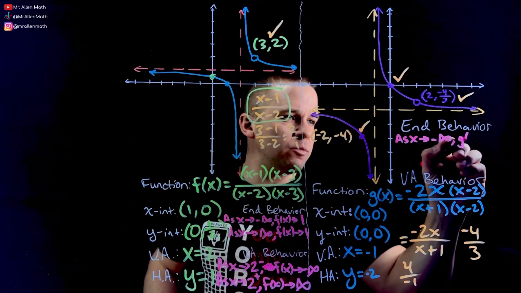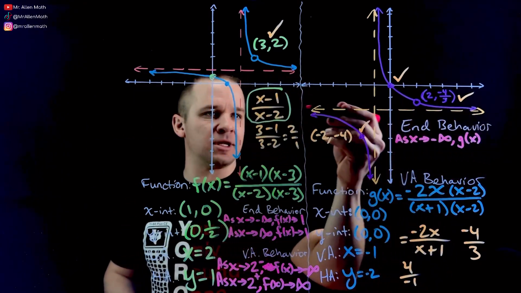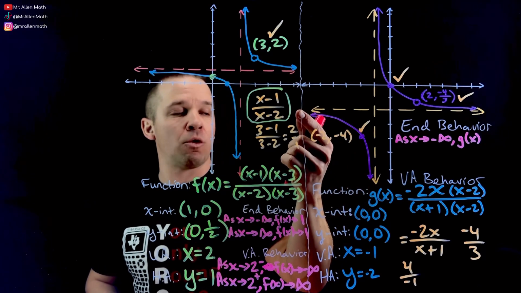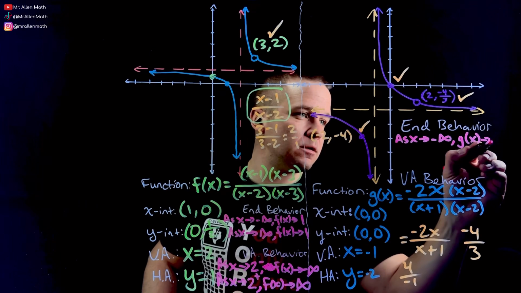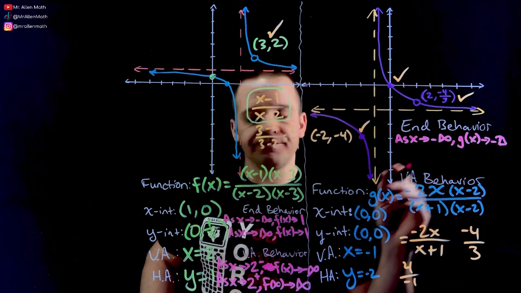Let's see here. g of x. What's g of x going to approach? Well, as I go to the left, my purple graph is coming up to that horizontal asymptote, which is negative 2. So g of x approaches negative 2.